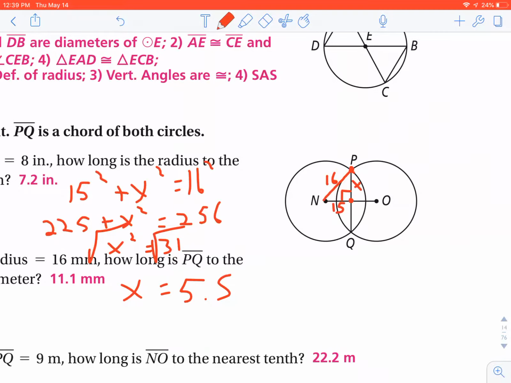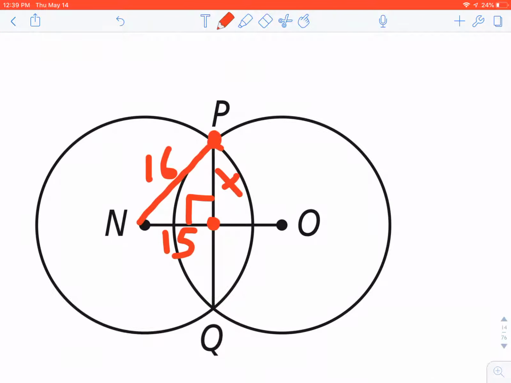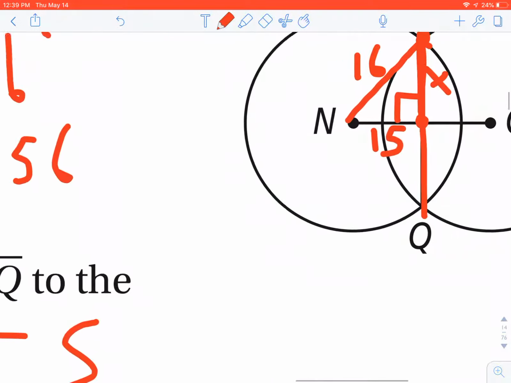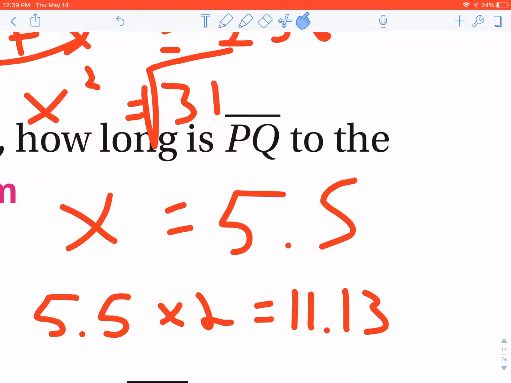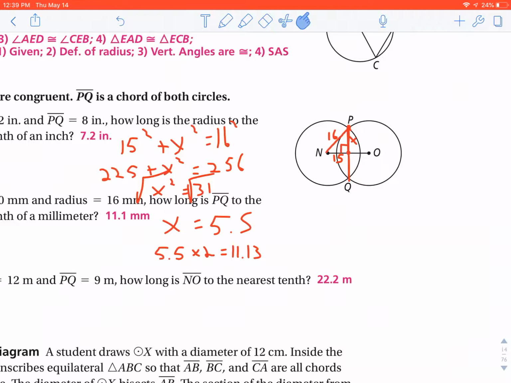But again, you've only found this length here. The question is asking for the length of PQ. So take your 5.5 times 2, and you get your 11.13, or I think 11.1 when you round to the nearest tenth. Okay?